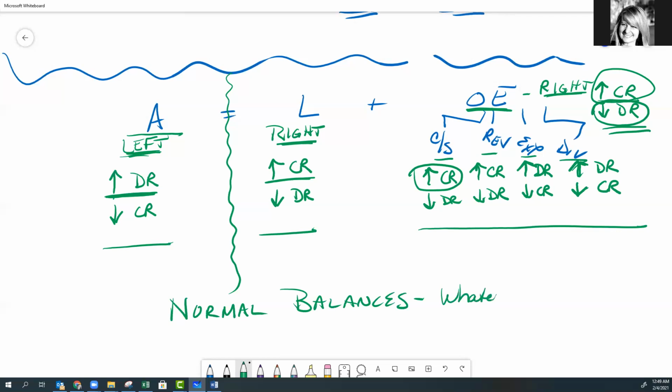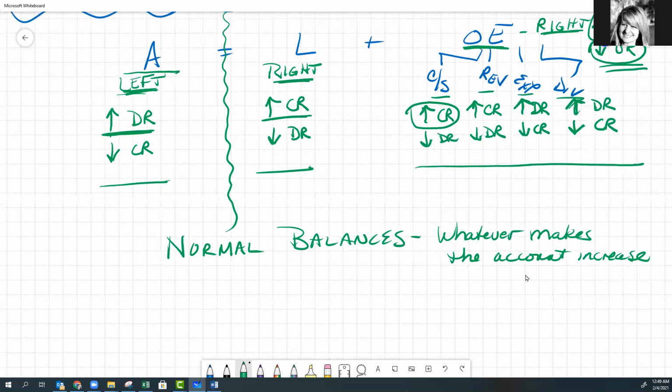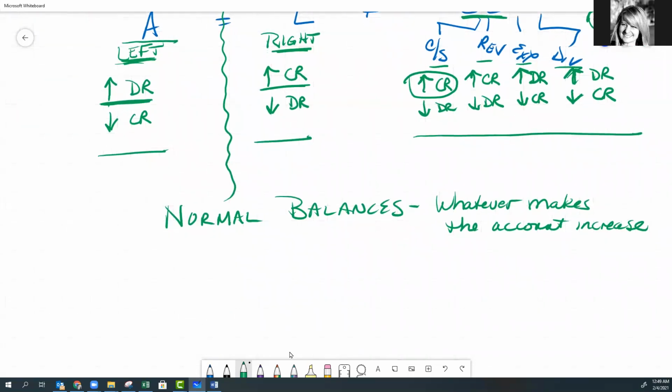It just means whatever makes the account increase. So what makes the account increase? Once again, if we're talking about an asset, assets are on the left side of the equal sign, so they go up with the thing that's always on the left, which is a debit. So that also is its normal balance.